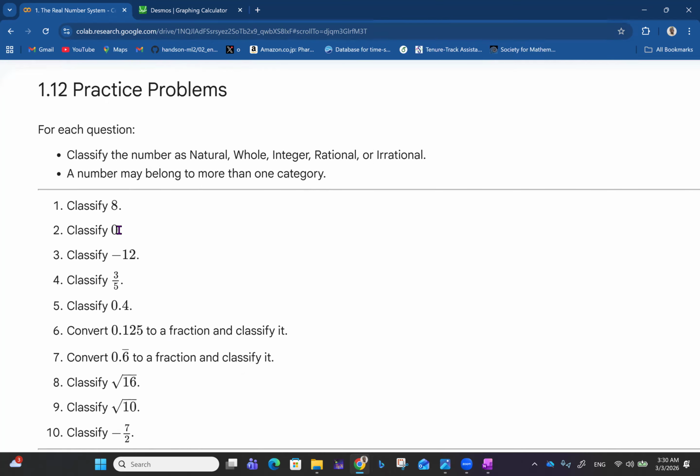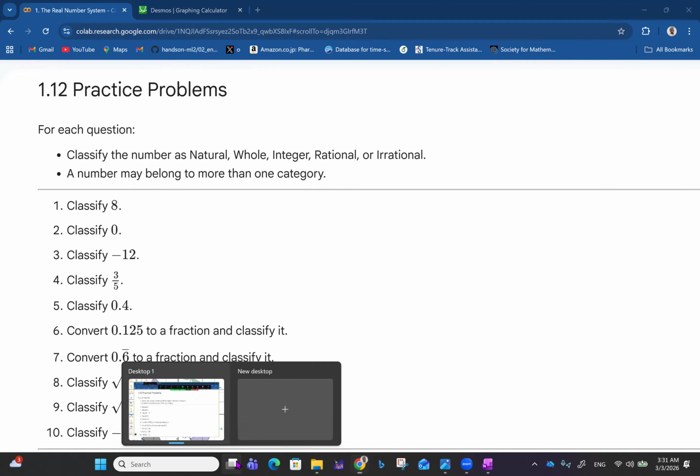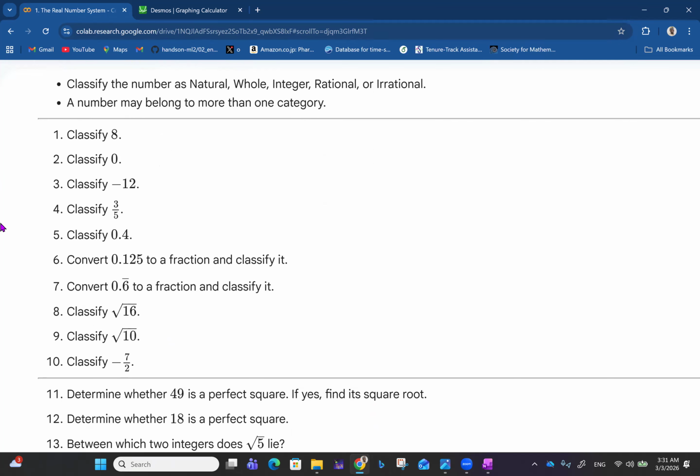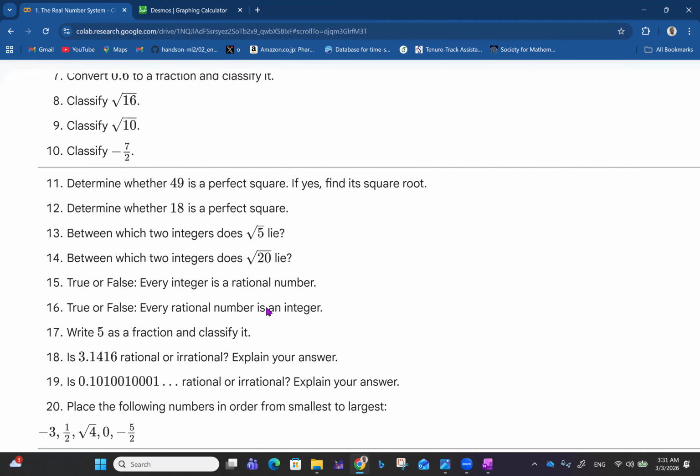Yeah, 0 in particular. 0 is a whole number. 0 is an integer. But it is not a natural number because natural numbers start from 1. So 0 is whole and natural. No, 0 is whole and an integer, and so on and so forth. You want to think about all of that. Of course, 0.6 is recurring, so you can write it as a rational number.